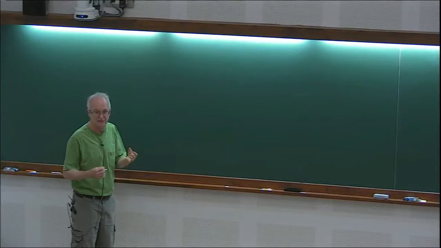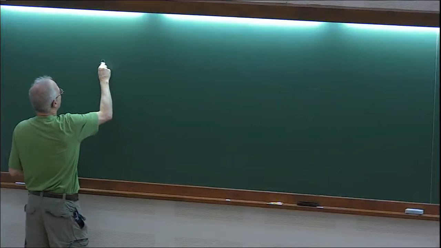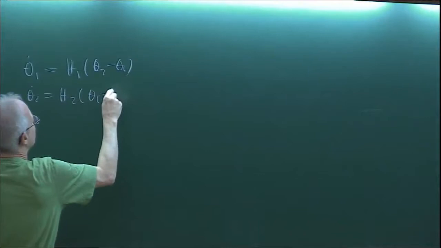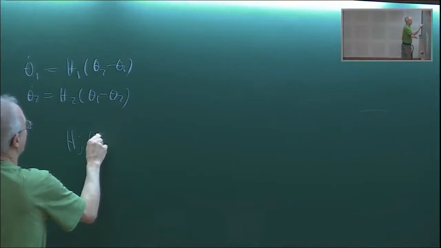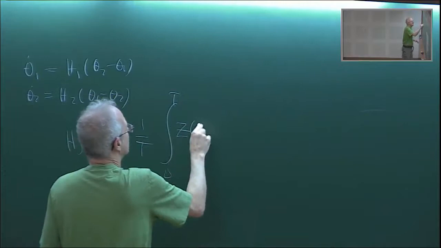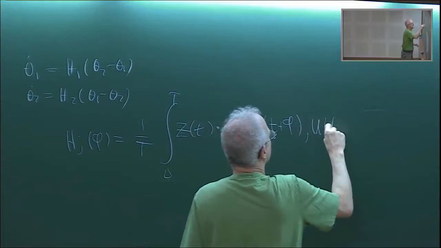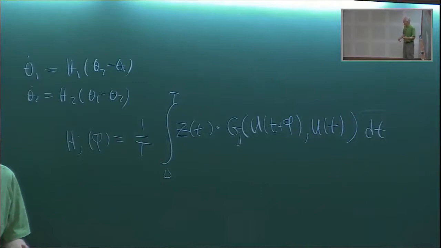And the equations are theta 1 dot equals H1 of theta 2 minus theta 1, and theta 2 dot equals H2 of theta 1 minus theta 2. And you remember that H sub j of phi is 1 over T, integral from 0 to T, of Z of t dot G. That's an important thing. So if we have many oscillators, there'll be commas here.